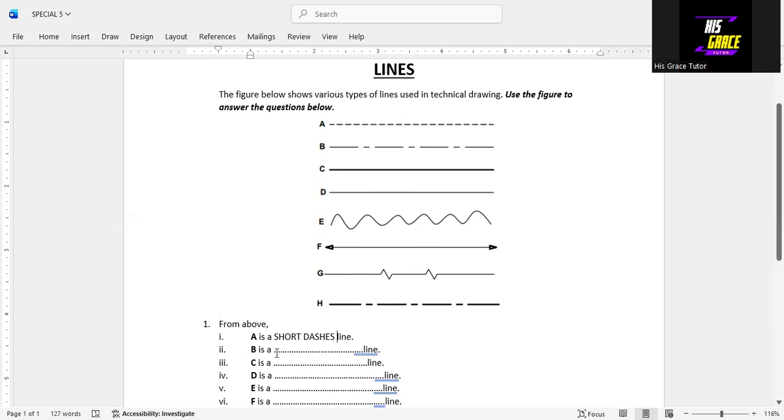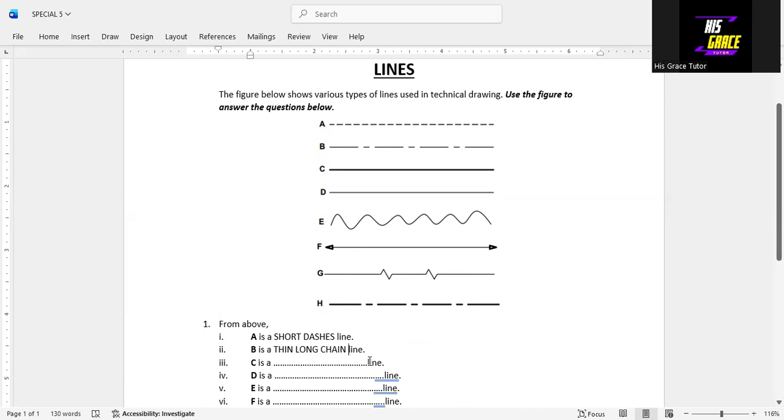Then B is Roman figure 2. B is a thin long chain line. So B is a thin long chain line.